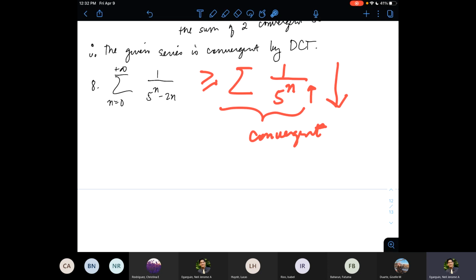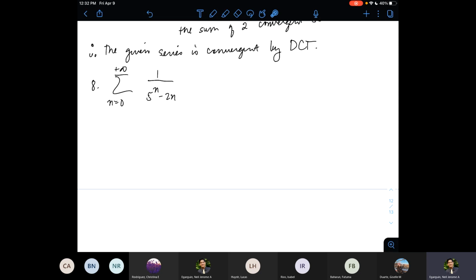So if you are using DCT, it would be inconclusive because we see here that the given series is larger than a convergent series. So we know this guy is finite. And what we know is that the given series would be larger than that finite series. Well, this will have still two possibilities. It could be finite with a larger value, or it can be infinite, making it divergent. So DCT is inconclusive in this case, right?